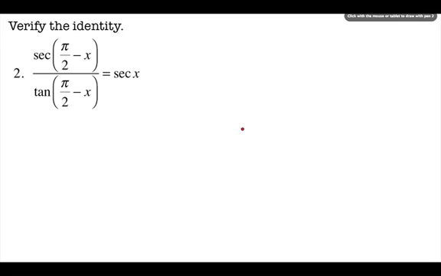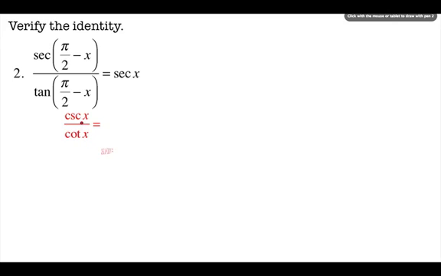Number 2, I want to make one side equal to the other side. So I'm going to work with the left side. Notice that here the cofunction identities should come to mind. If I refer to my cofunction identities formulas, this is what I get. This becomes cosecant of x. This becomes cotangent of x.